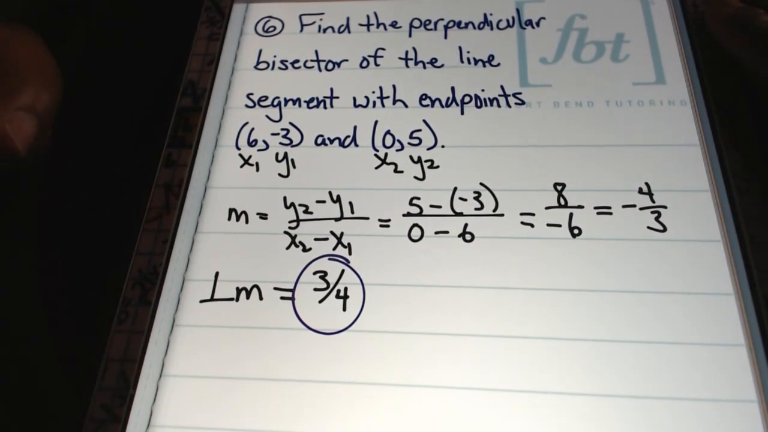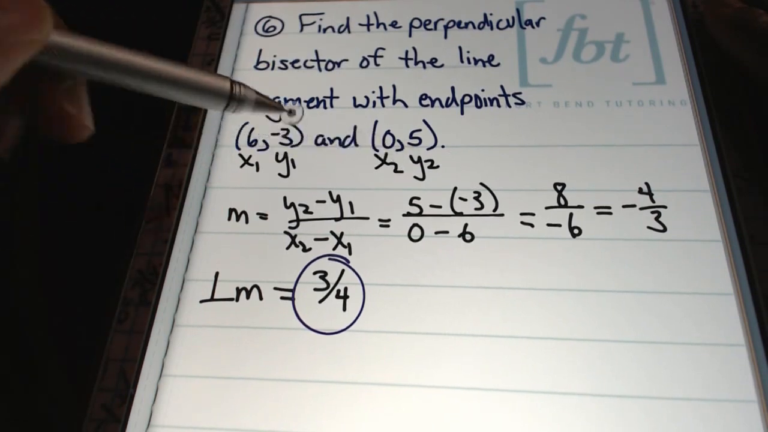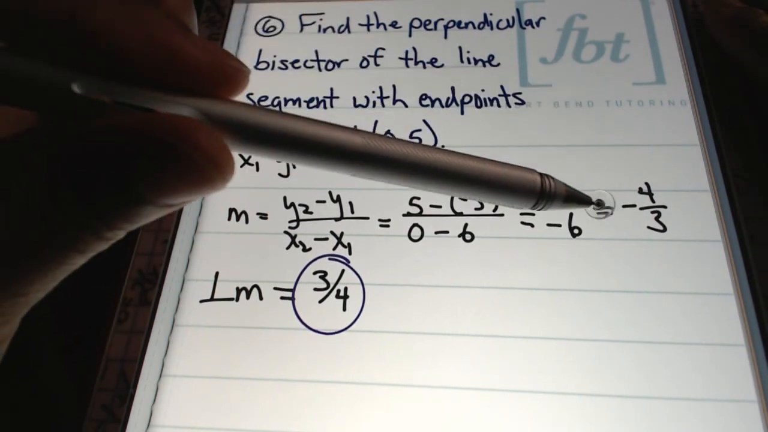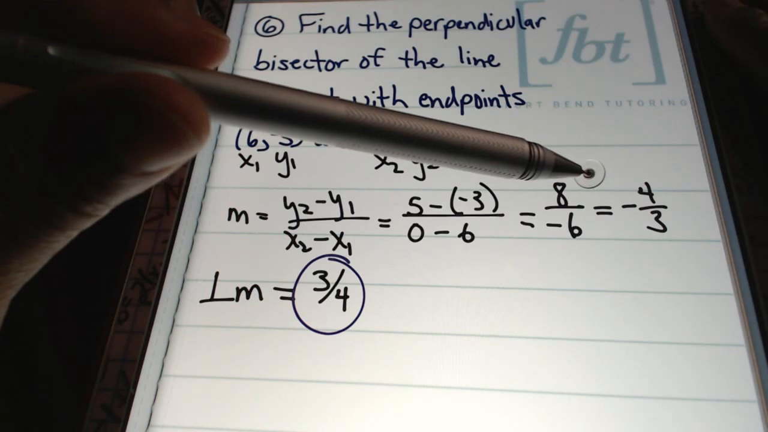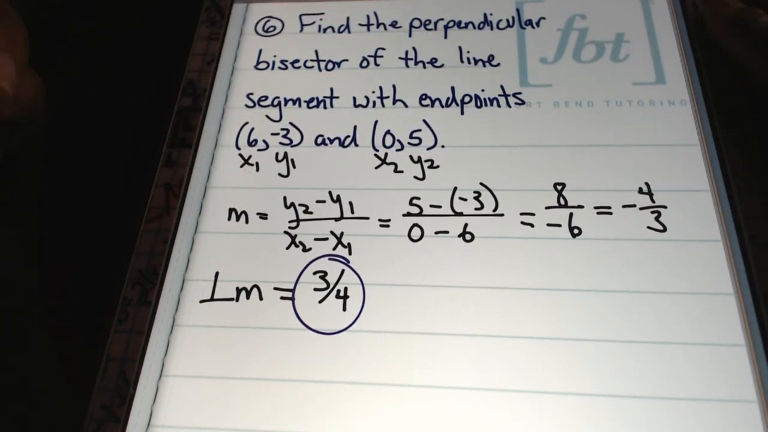That's right. So the perpendicular line slope to our given endpoints is going to be the opposite reciprocal. In other words, change the sign and flip it once you have that given slope. All right.